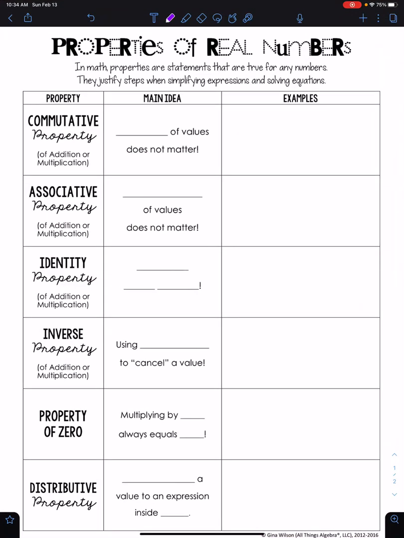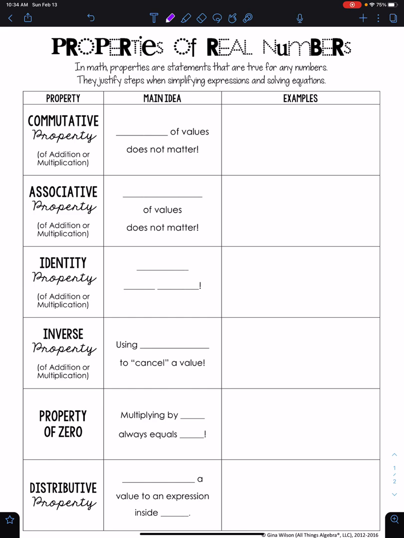All right, today we're going to be talking about math properties. You may have had some exposure to this in elementary school, but we are going to get a little more in depth here. We're learning about 6 properties today: the commutative, the associative, the identity, the inverse, the property of zero, which sometimes is just called the zero property, and the distributive property.